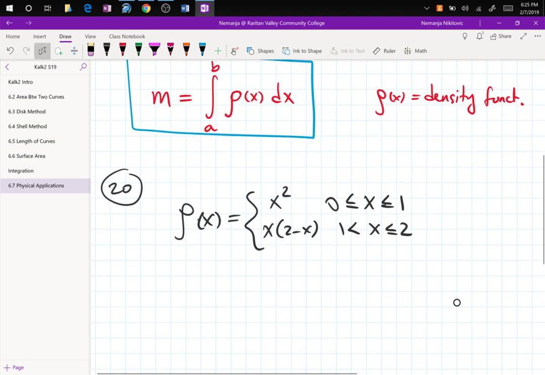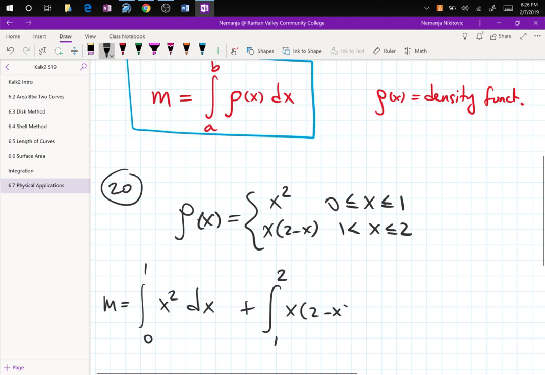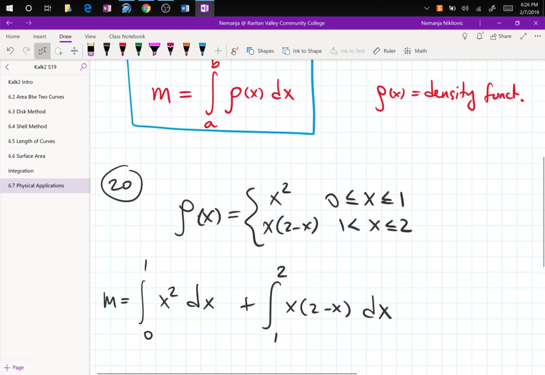So now what's the mass? Well, we observe that the integral should go from 0 to 2, but it has a different function in between. So what do we have to do? Split the integral, thank you. So common sense would be to say mass is equal to the integral from 0 to 1 of x squared dx plus the integral from 1 to 2 of x(2 - x) dx. We have to use two integrals because this particular object has variable density.